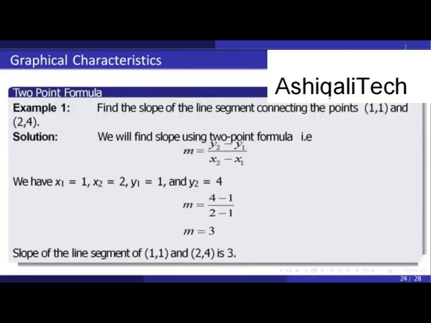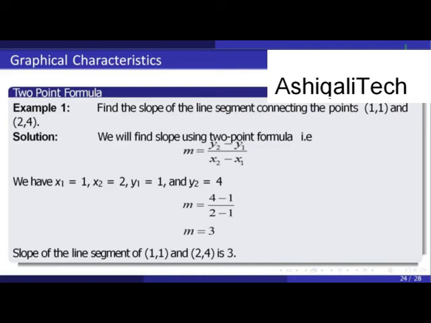Dear students, now we give you the example of the 2-point formula. Find the slope of the line segment connecting the points 1, 1 and 2, 4. We will find slope using the 2-point formula. That is, m is equal to y2 minus y1 over x2 minus x1. Now we substitute the values.